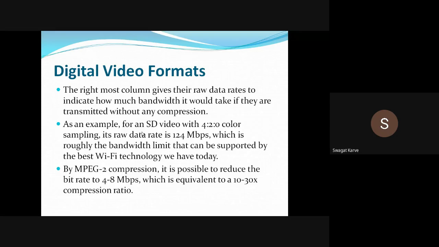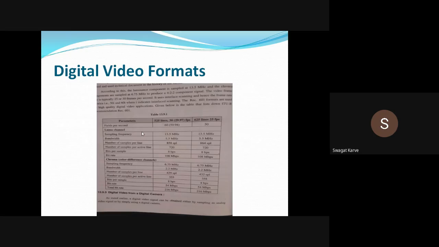And if you talk about MPEG2 compression, then it's possible to reduce the bitrate to 4 to 8 Mbps, which is equal to a 10 to 30x compression ratio. Okay, so 124 Mbps is a large size. If you want to compress that, then you can use the MPEG2 compression technique. There are many compression techniques available. MPEG2 compression is there, then you have the MPEG3 compression technique. So that is all about that.